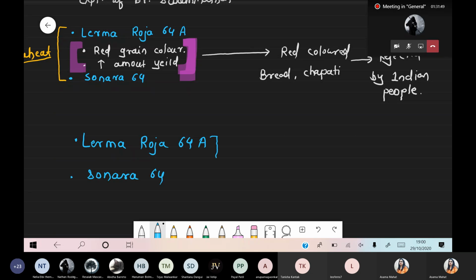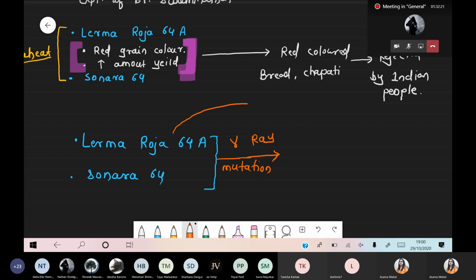Inside these two species, individually, Dr. Swaminathan bombarded gamma rays, a gamma rays mutation. And now what happened? Due to mutation, whatever we are talking about, that is Lerma Rosa 64A, now it is converted into Pusa Lerma.